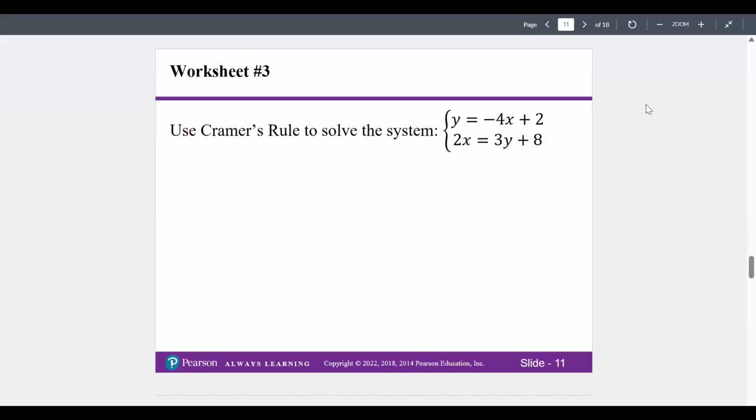All right, so try this one more time. So this one, notice that it's not written as x, y, and then the constant. So you have to rewrite the equations, then make your matrix, then work on solving it.